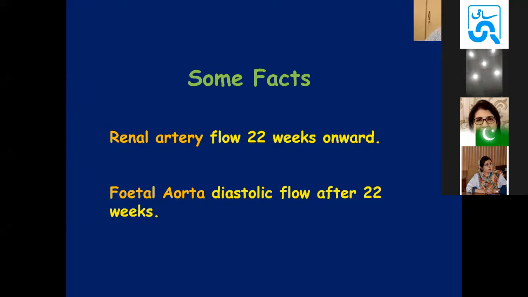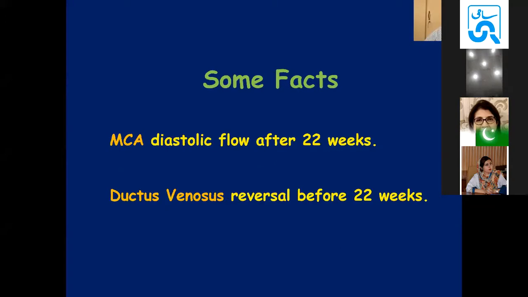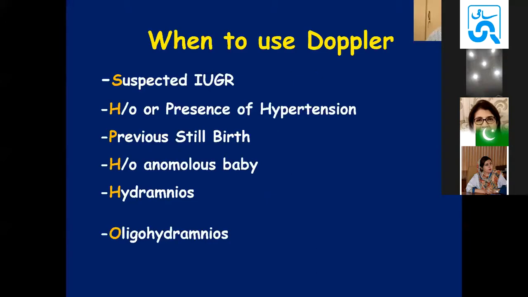And the same is true for the fetal aorta after 22 weeks of pregnancy. MCA diastolic flow after 22 weeks. Don't ask me at 16 weeks, what about the MCA? Because you will definitely see absent diastolic flow, that means reduced blood supply to the MCA. And ductus venosus reversal is also seen before 22 weeks, so be careful.